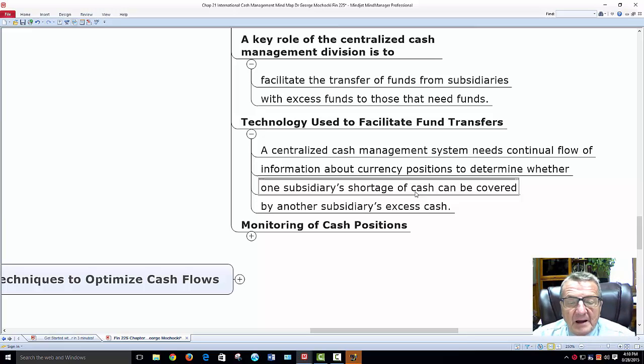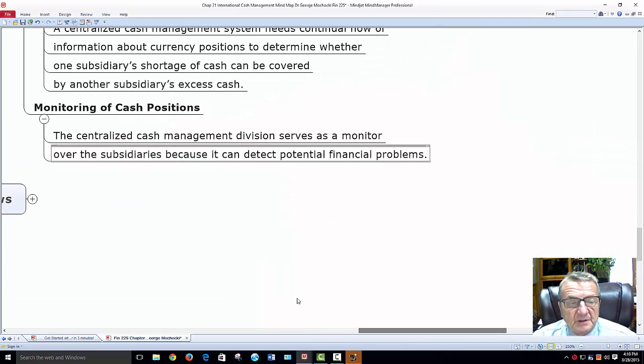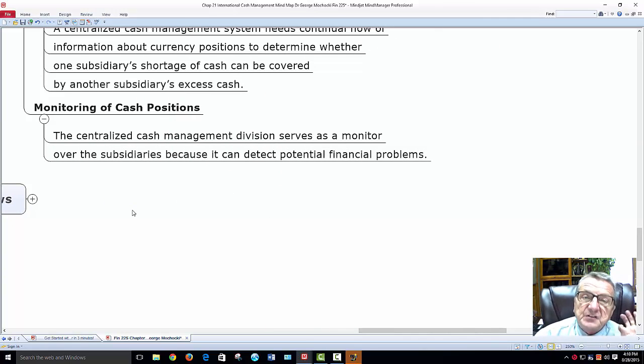Okay, monitoring cash positions. The centralized cash management division serves as a monitor. They still could have the control, but I'm still watching over. I'm looking at their accounts over subsidiaries because they can detect potential financial problems quicker. I, as a parent, could see your money's going down. This one's going up. Hey, you're a little bit below. If you look at inventory, we talked prior back there, inventory evaluation. If I look at inventory, if you have too much here and not enough there, what's going on?